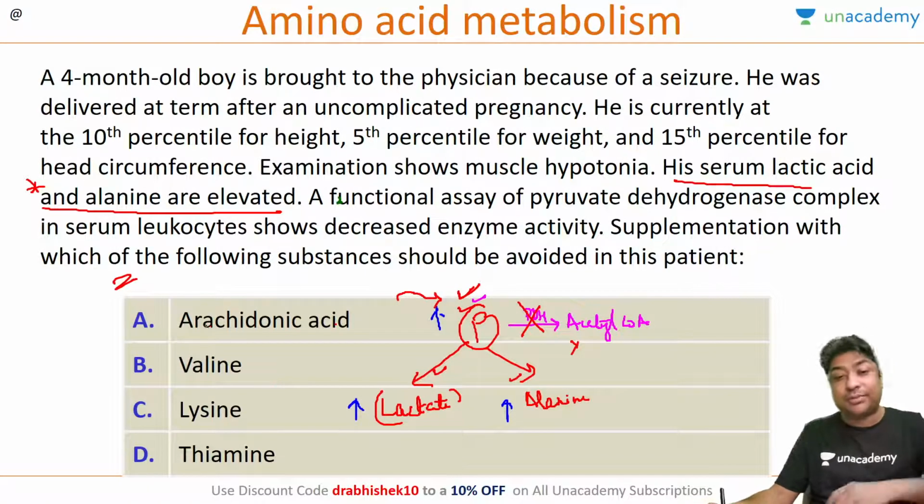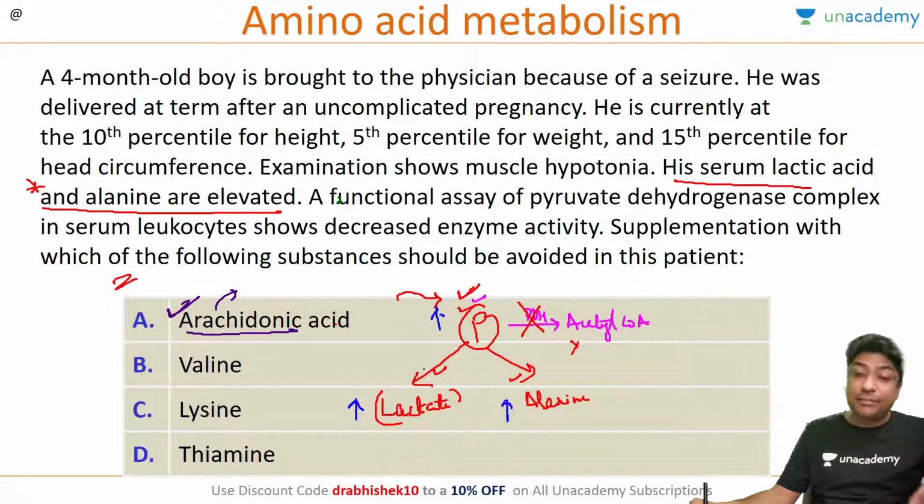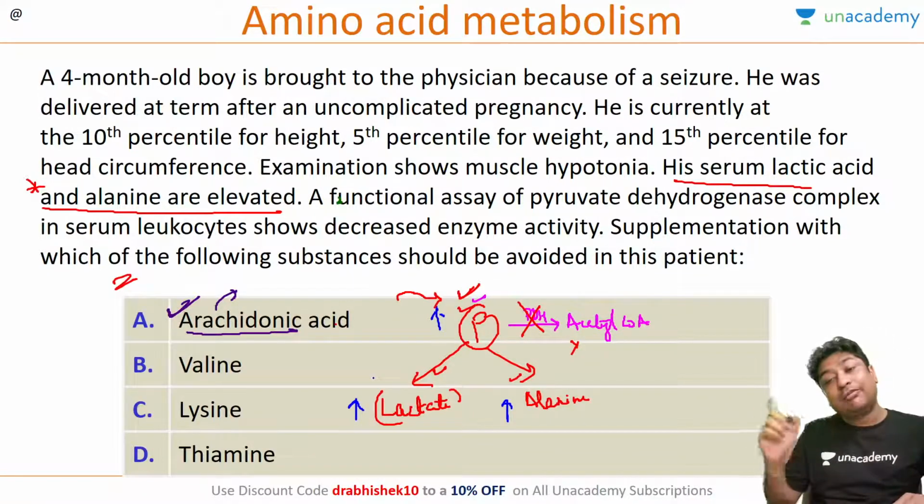So let's look at the options now. When we look at our first option, arachidonic acid, remember, it is a fatty acid. It will never be broken down into pyruvate. It will directly form acetyl CoA. So this, in fact, should be given.